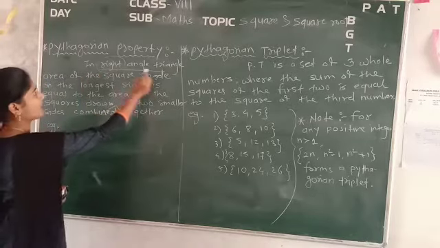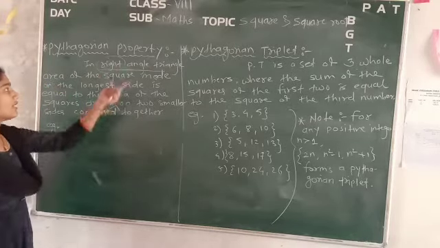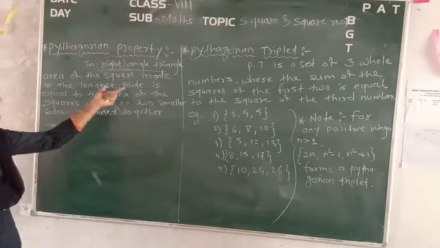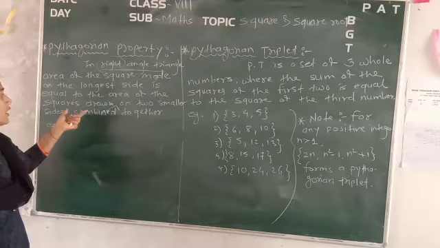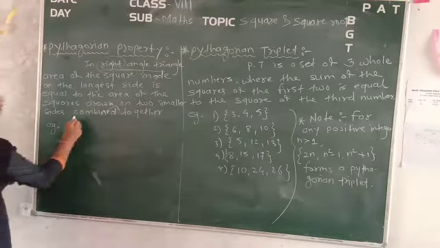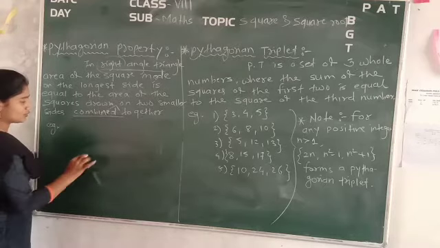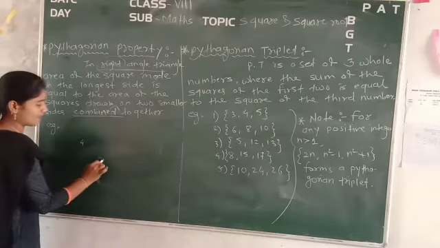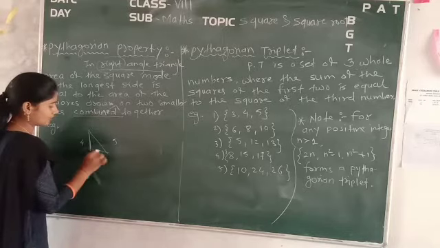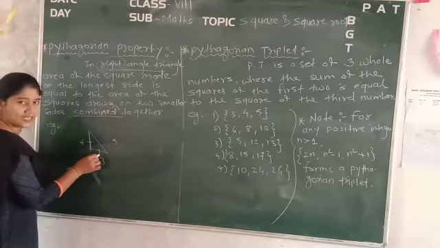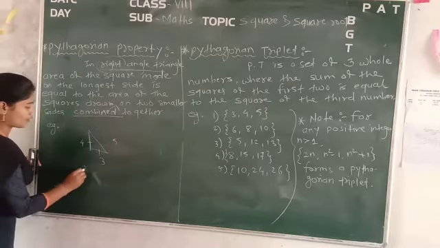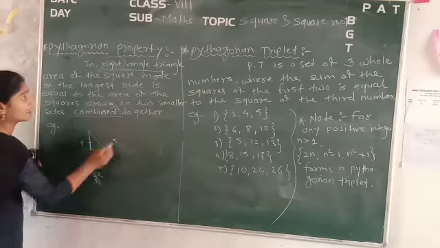So see, in the right angle triangle, just now we have seen that the area of the square made on the longest side is equal to the sum of the areas of the squares drawn on the two smaller sides. Here we have seen 4 units, here 3 units, and here it was 5. It means whatever the two sides are, its area, that is the square of the side, the square of 4, here the square of 3, and the sum of these.